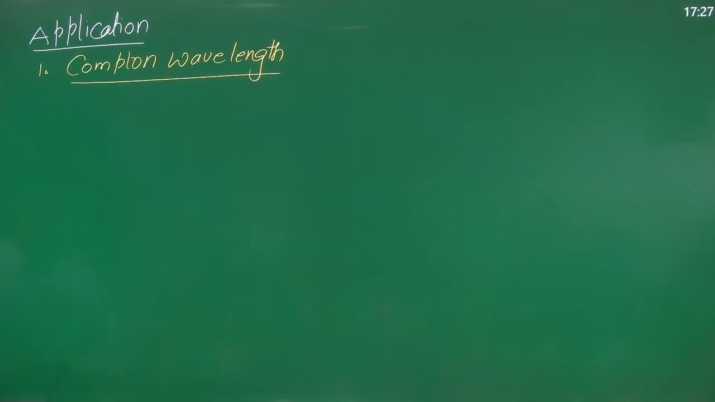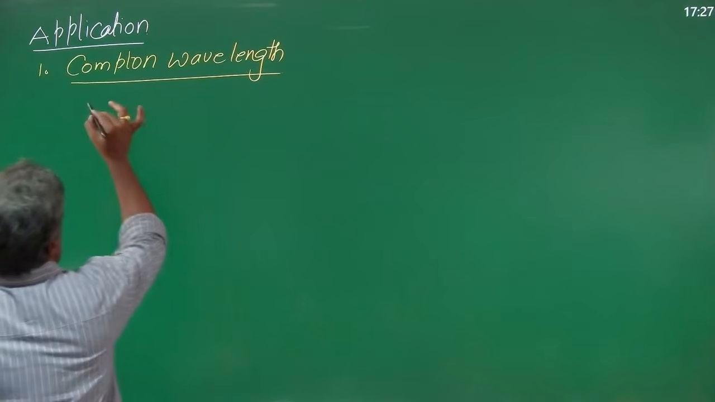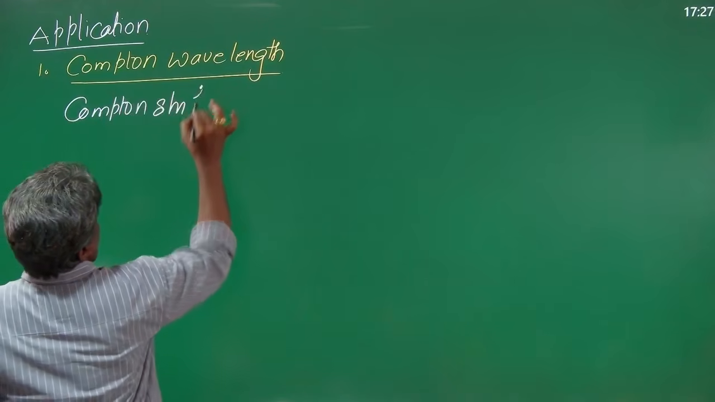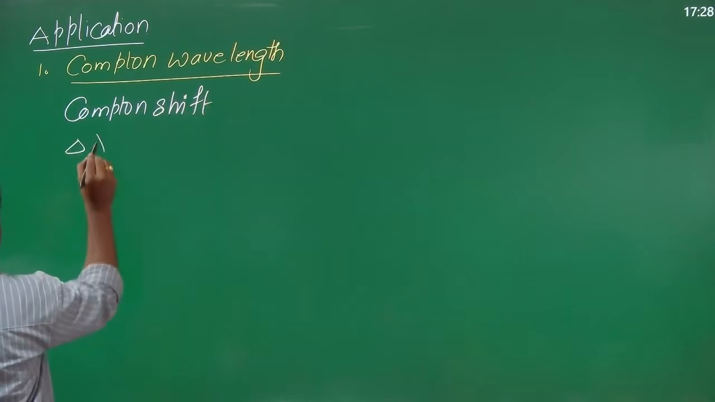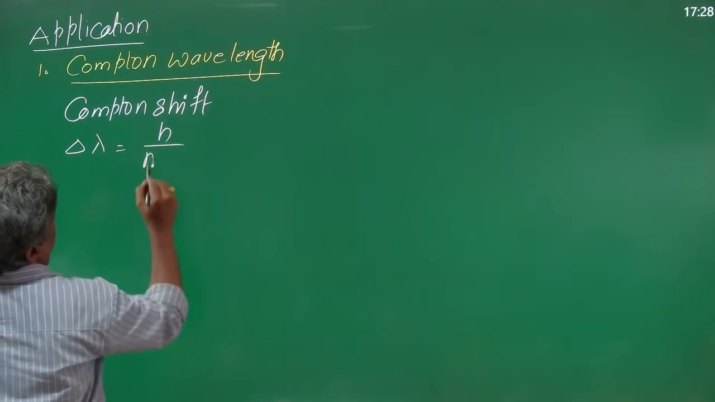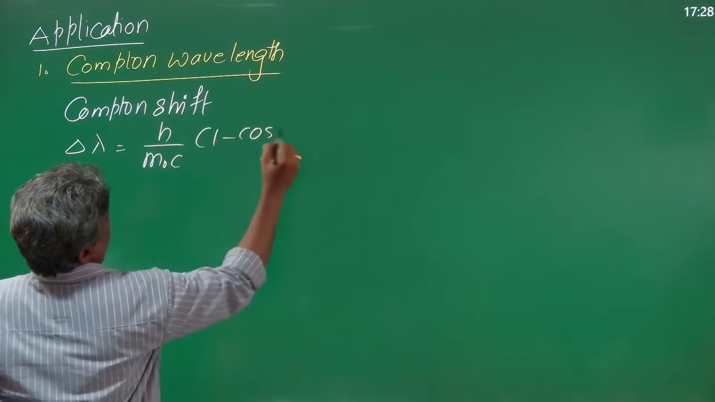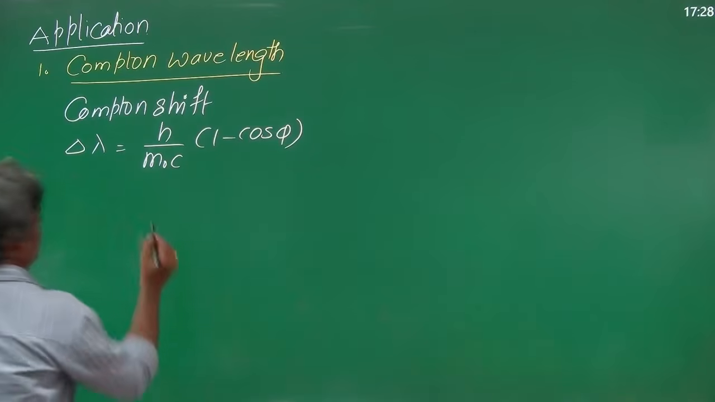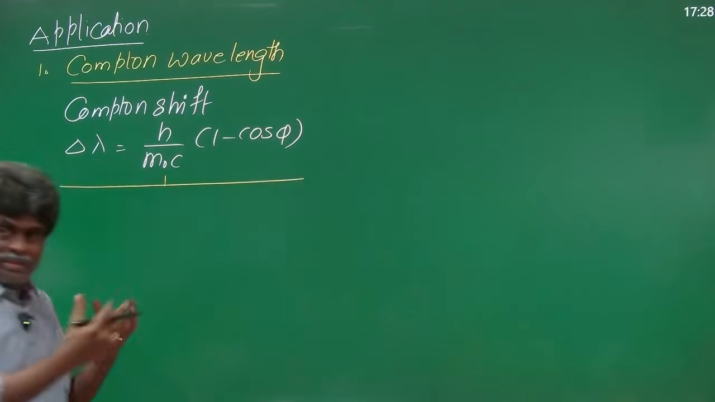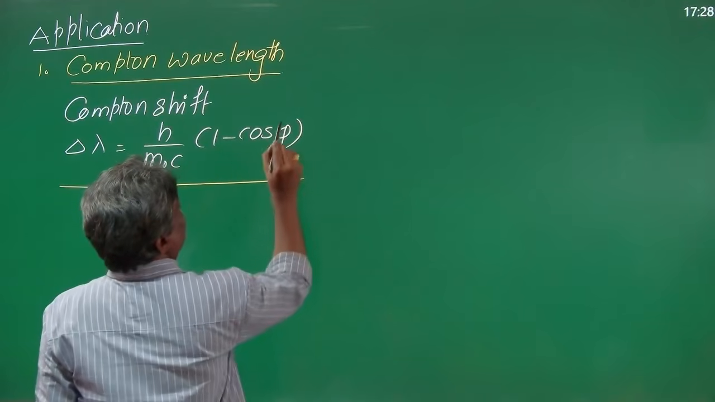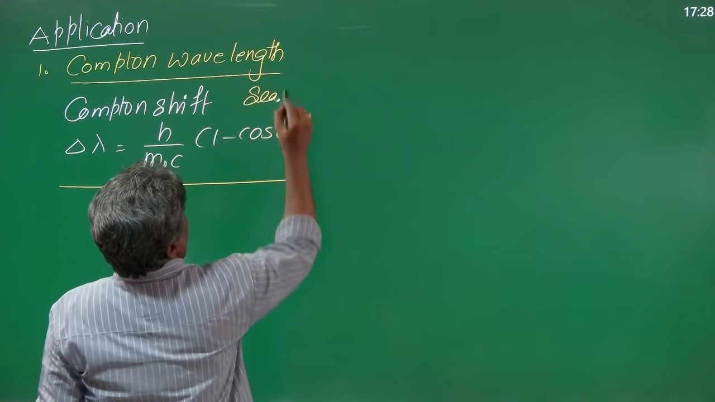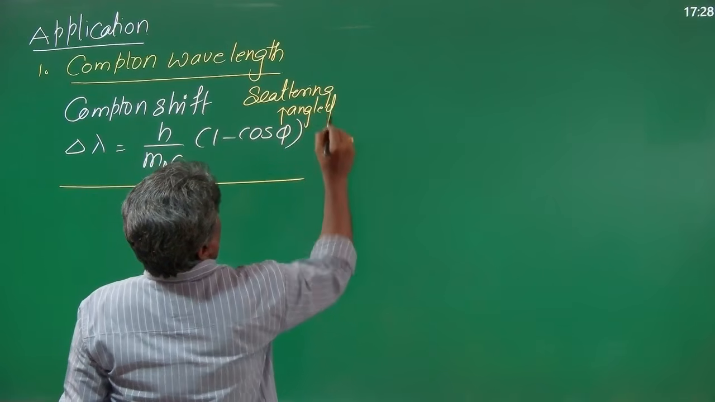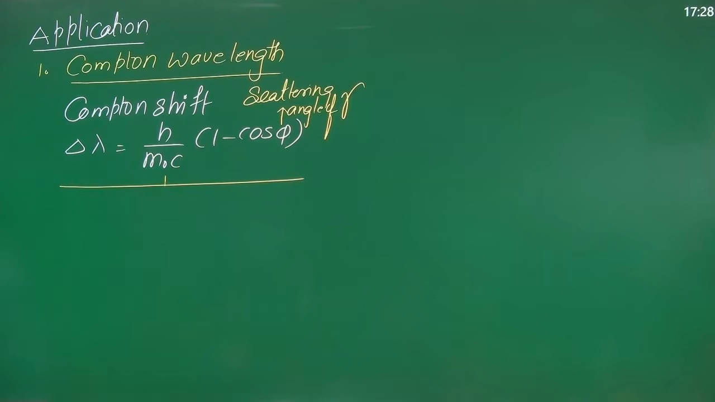Compton wavelength. Here we have the Compton shift, which we just discussed: delta lambda equals h over m naught c into 1 minus cos phi. Now I am taking different scattering angles. What is this phi called? Scattering angle of the photon, the X-ray gamma.